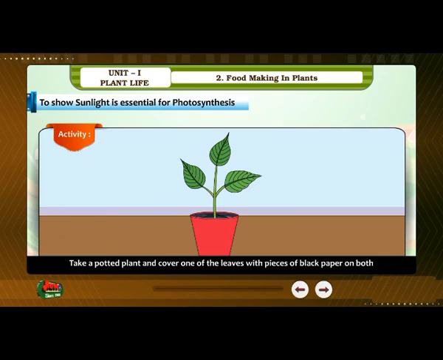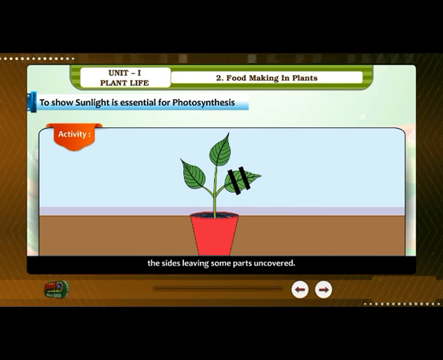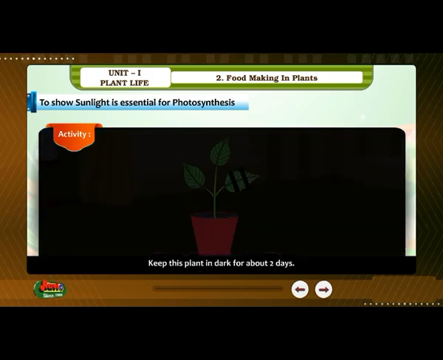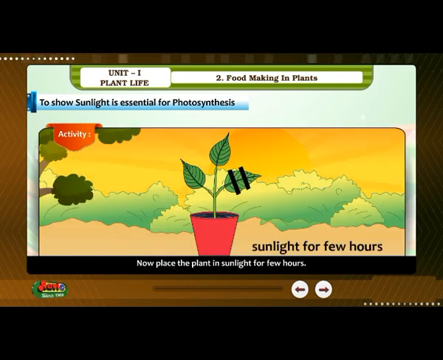Activity: take a potted plant and cover one of the leaves with pieces of black paper on both sides, leaving some parts uncovered. Keep this plant in the dark for about 2 days. Now, place the plant in sunlight for a few hours. Remove the covered leaf from the plant.